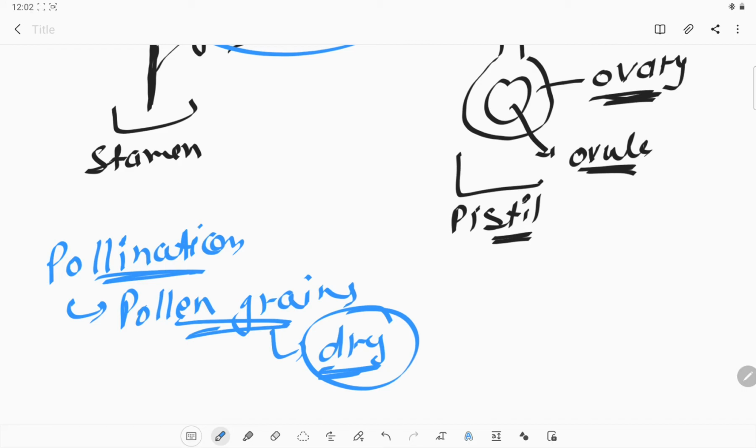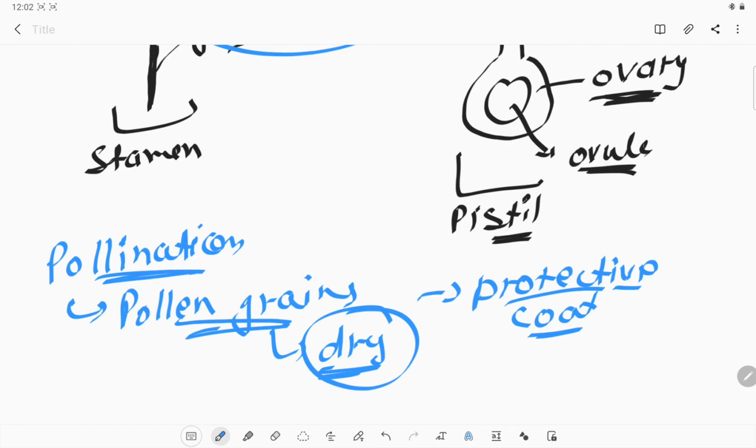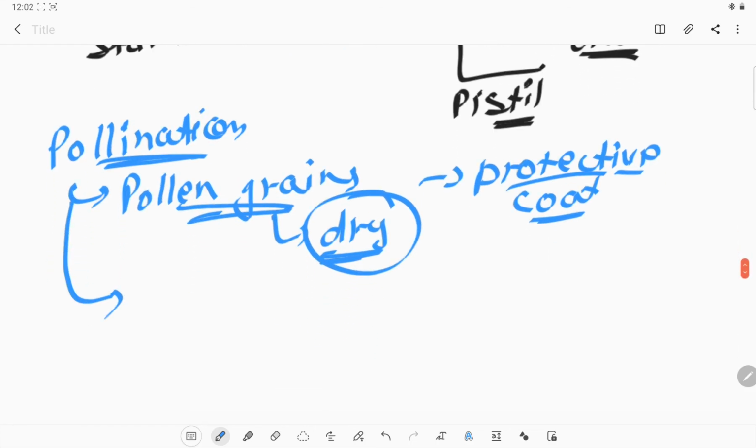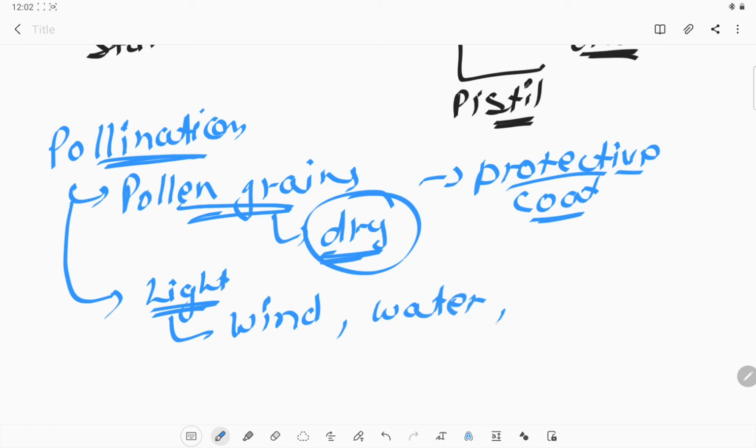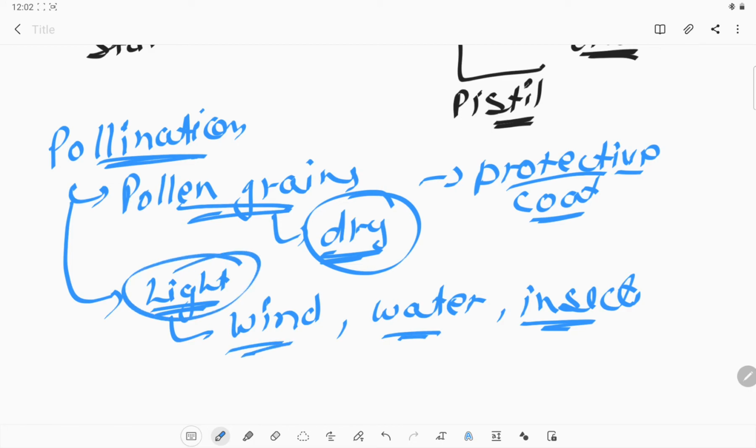So pollen grains always have a protective covering on them. What is the protective covering? It is made up of a very hard substance, so that it cannot be penetrated by any other means. So that our pollen grain will be protected. And our pollen grains are very light in weight. Because of that light weight, they can travel through the wind, through the water, or through insects. Anyone can carry it because they are very light in weight.